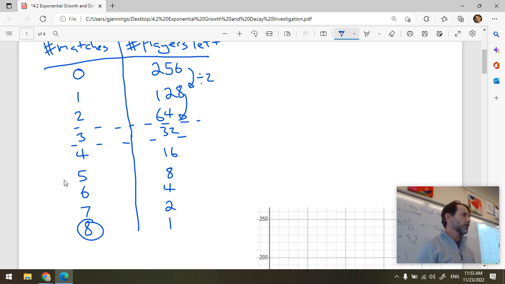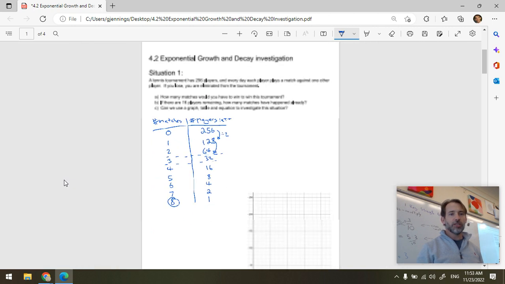Major League Baseball works in the same way. They'll have wild card games and different sorts of play-in tournaments to determine which 8 teams play for the World Series. Let's keep going. So now we've got our table of values.